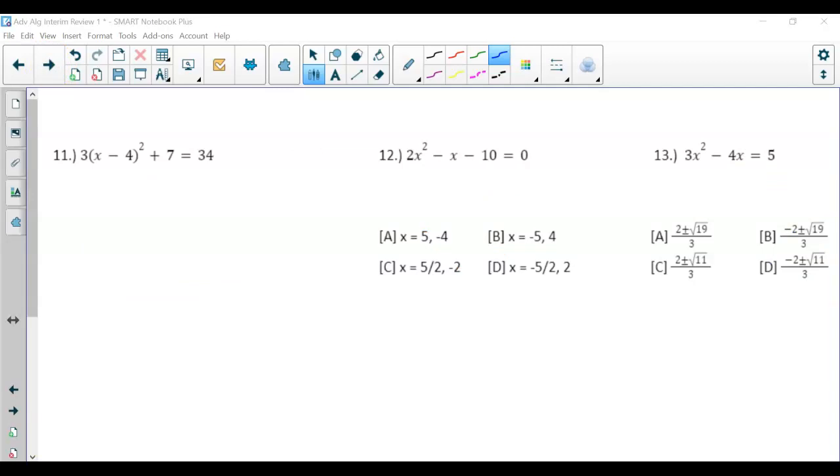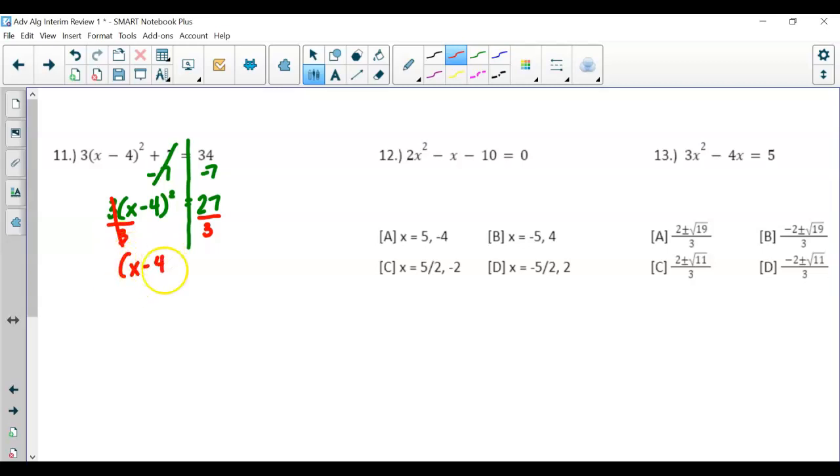So now for the next one here, this is again back to our special case, but we can't take the square root yet because it's not by itself. Notice how it's being multiplied by 3, and we're adding 7 to it. So first, remember, we always add or subtract first. So if we're adding 7 on the outside, subtract 7. So now we're going to bring down 3 times (x minus 4) squared is now equal to 27. Now we're still multiplying by 3, so the opposite, which is divide by 3. Now bring down (x minus 4) squared is equal to 9.